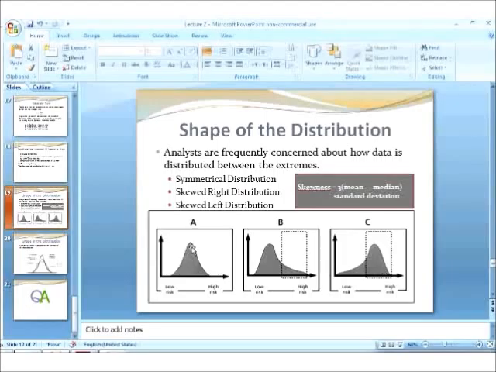Shape A is the perfect, symmetrical, normally distributed data set. In a perfect normal distribution, the mean, mode, and median are all the same. They have the same value, and they lie right in the center of the distribution. In type B, which is skewed right, or the positively skewed distribution, the tail is skewed towards the right, and higher values are dragging the tail towards the right, away from the median and the mode.